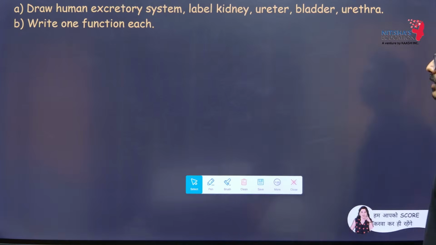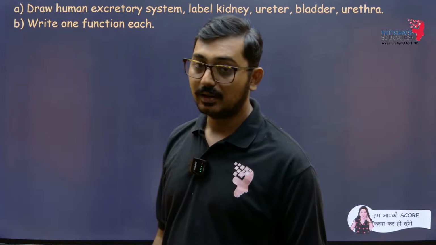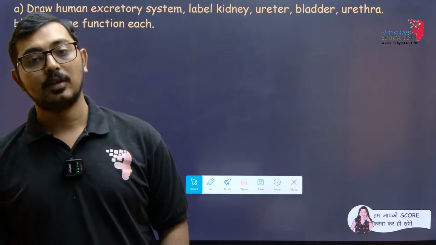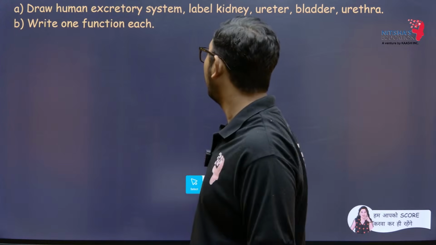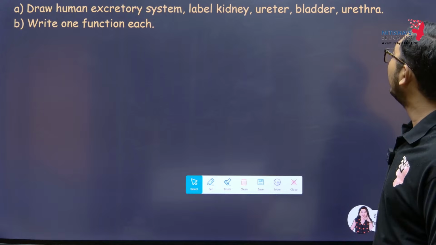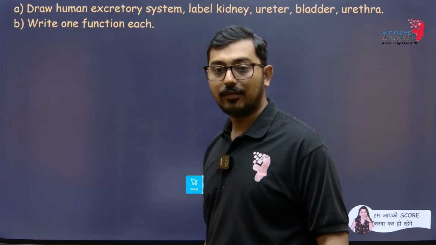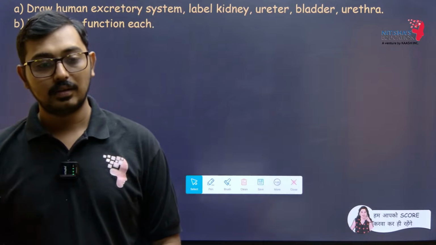Draw the human excretory system. Again, same thing. The excretory system has also been asked multiple times in the exam, so this is an important diagram. Label kidney, ureter, bladder, and urethra. Write one function of each. One function of each, for kidney.